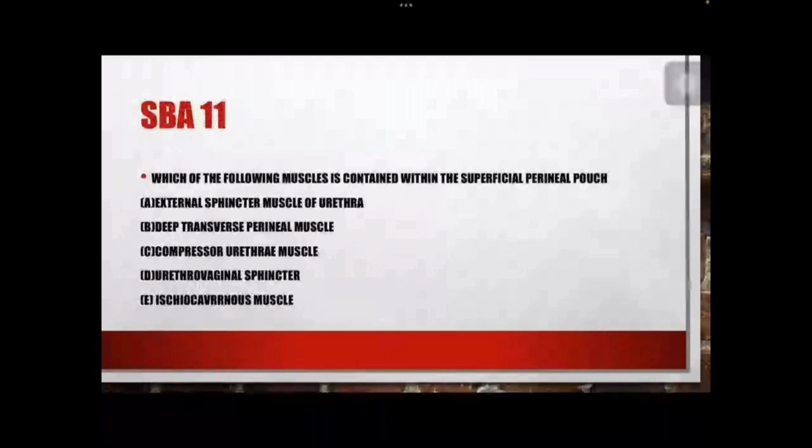So, have you read the pelvis part or you have not read the pelvis part? No, I have read, but I was a little bit confused between superficial and deep perineal pouch.